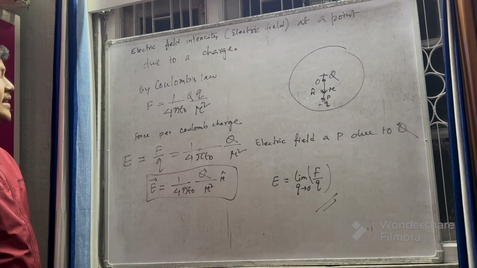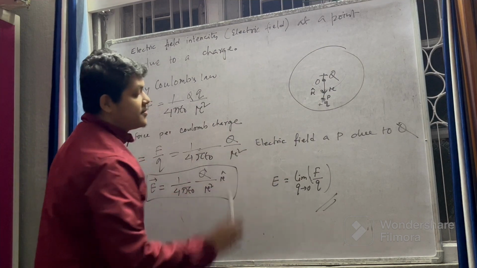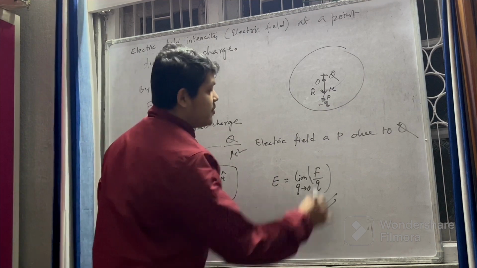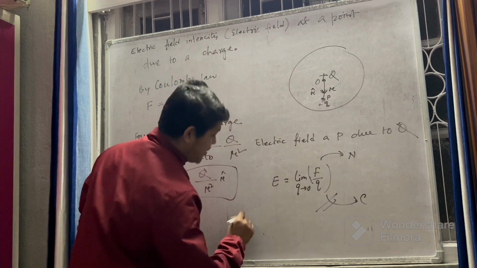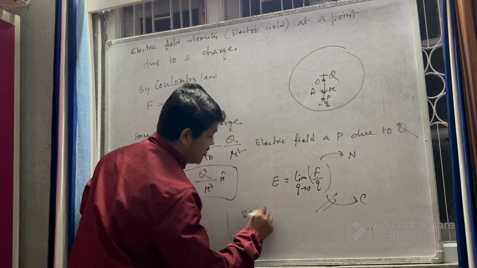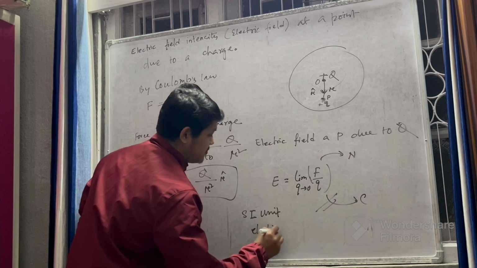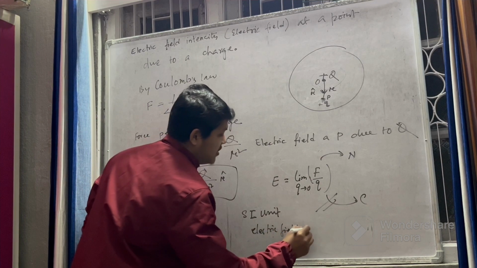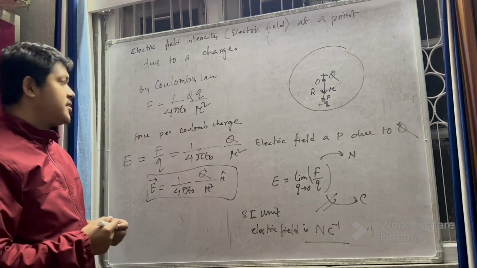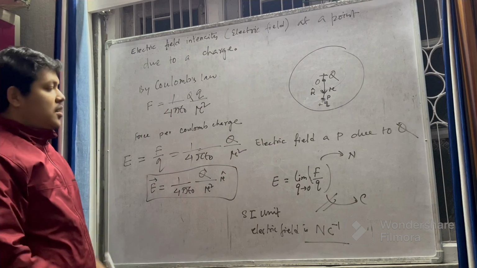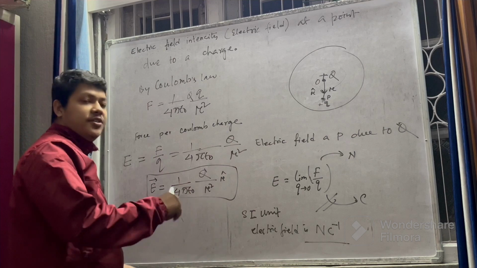So what is the SI unit of electric field? Electric field is force by charge. The SI unit of force is Newton and that of charge is Coulomb. So the SI unit of electric field is Newton per Coulomb, right? Newton per Coulomb. So hope you have understood these things. So pause the video and note it down.